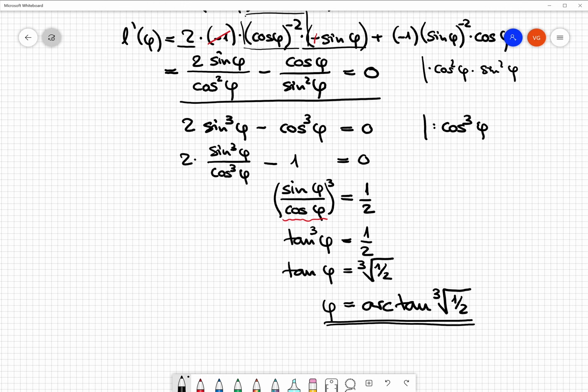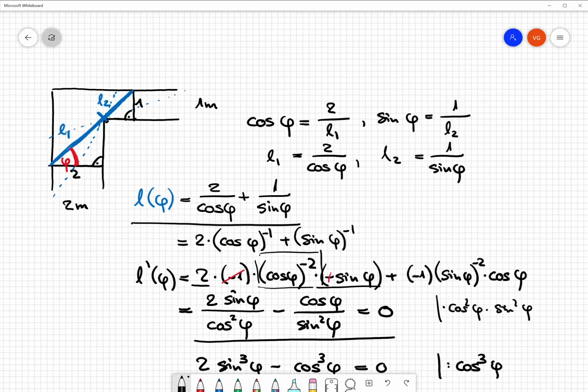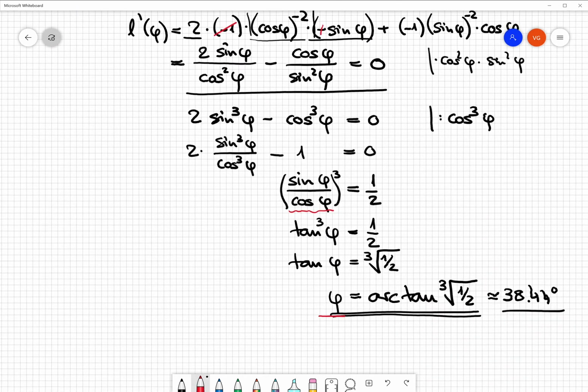That's the exact value. If I type this in, I get the arctangent of 0.5 to the 1/3. Oops, that was incorrect, unfortunately. 1/3. So what we get is this is approximately equal to 38.44 degrees. Let's have a look at what this actually means. It's the phi that we found. Phi is the value here.